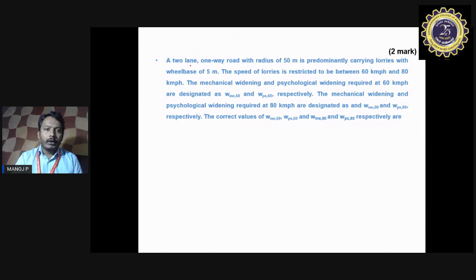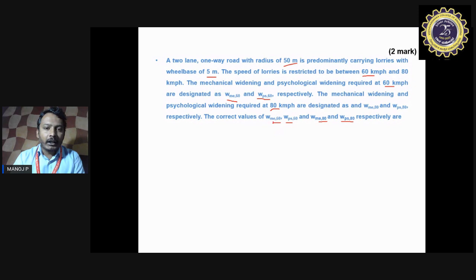Next question: a two-lane, one-way road of radius 50 meter is predominantly carrying lorries with a wheelbase of 5 meter. The speed of the lorry is restricted between 60 and 80 kilometer per hour. The mechanical widening and psychological widening to be provided at 60 kilometer per hour are designated as WME 60 and WPS 60 respectively. Those required at 80 kilometer per hour are designated as WME 80 and WPS 80. What are the correct values of WME 60, WPS 60, WME 80 and WPS 80?